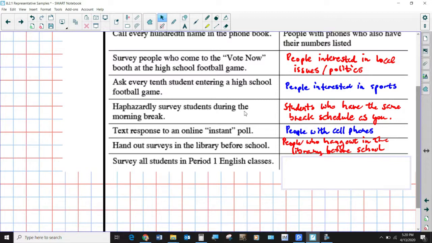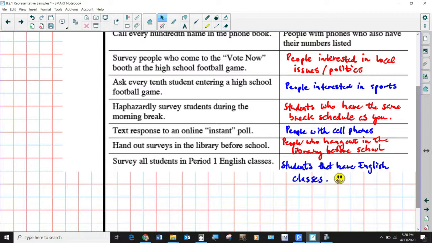But still, you know, if everybody has to take English class, and then you just go into every period 1 English class and just ask the people, then you should get a pretty good representative sample of the school. So I put a smiley face there. I like that one the best.